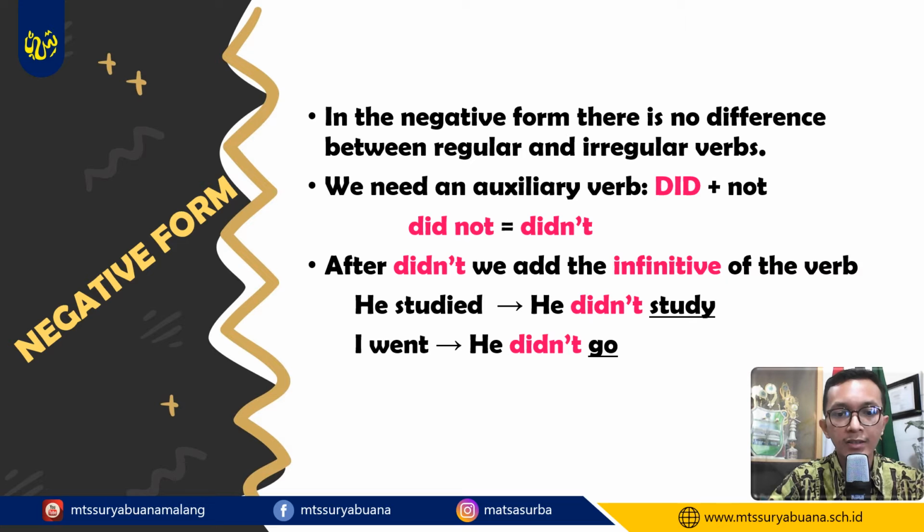The second example: I went. He didn't go, or I didn't go. I went, I didn't go. So don't forget to change the verb to become the infinitive verb. I went, I didn't go.